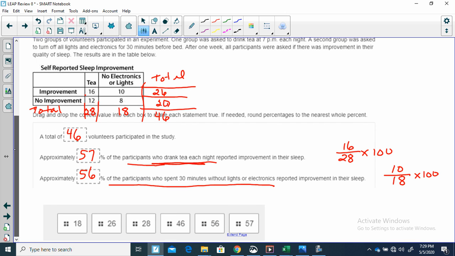Notice how we were very careful to figure out of what. Here it was of those who drank tea. Here it was of those who went without electronics. So we found that this is the number who did tea. This is the number who did electronics.